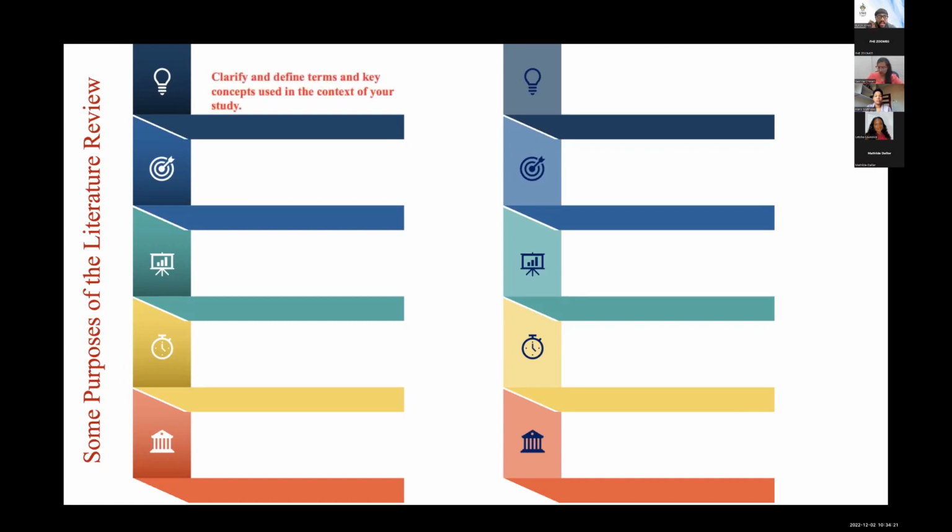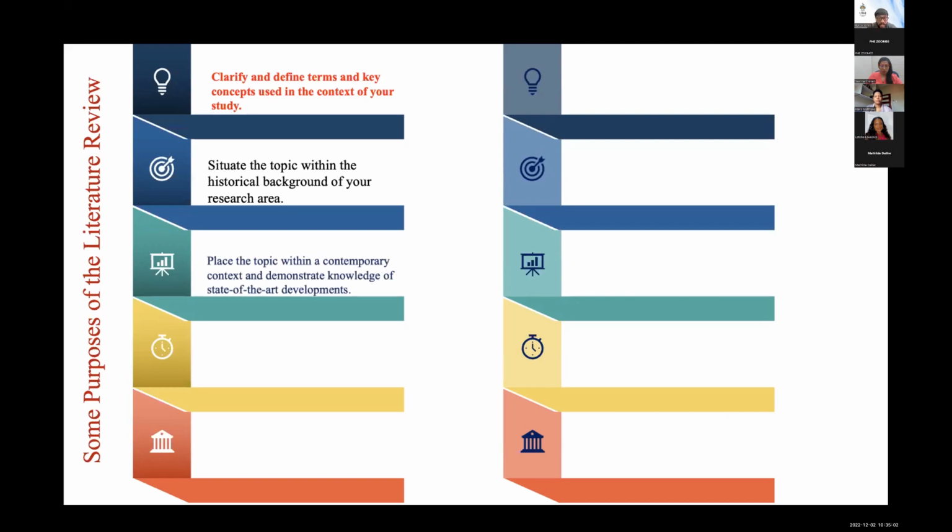Some of the purposes are to clarify and define terms and key concepts used in the context of your study. This is highlighted in red because sometimes we create a list of definitions, but that list exists outside of a context. If you can define the terms and key concepts when they are needed, then you don't need to dedicate an entire literature review to definitions. There's context for it.